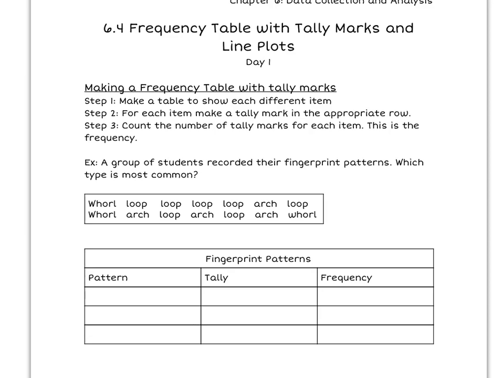So, making a frequency table. Frequency is how often something happens. So, making a frequency table with tally marks. Well, a tally mark is just, hey, there's 1, 2, a mark for each time it happens. Okay? So, 3 steps. First, make a table.